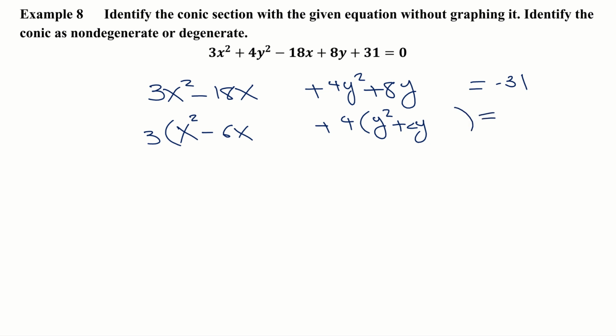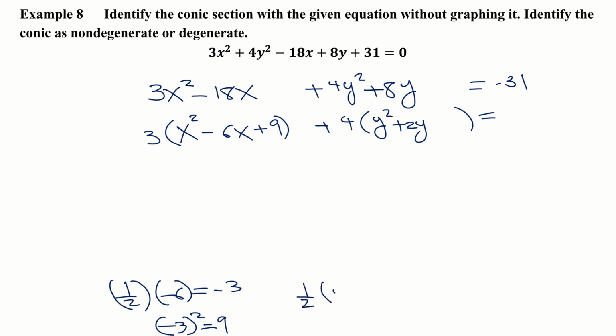All right, so now let's see what we need to add. So we need to take 1/2 of -6, which is -3, and we need to go ahead and square it to get 9. So we need to add a 9 here, and for the other one we have y squared plus 2y. So we have to take 1/2 of the coefficient of y, which is 2, that gives us 1, and then we're going to square it to get 1, right? So we need to add 1.